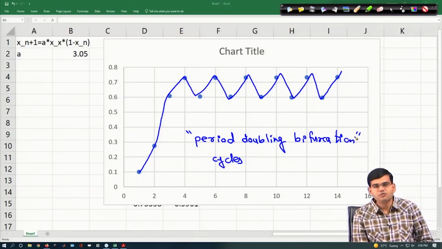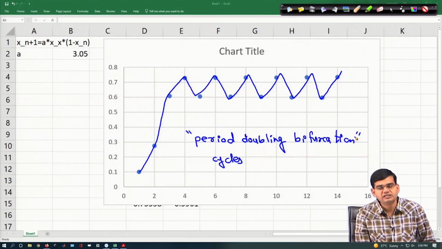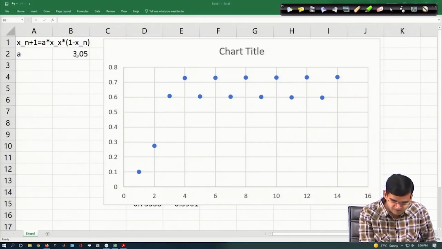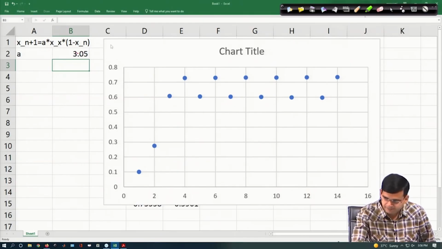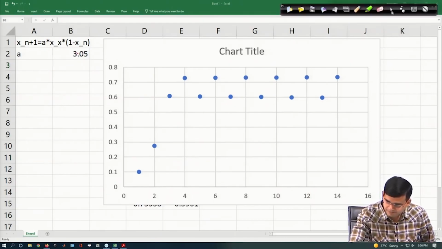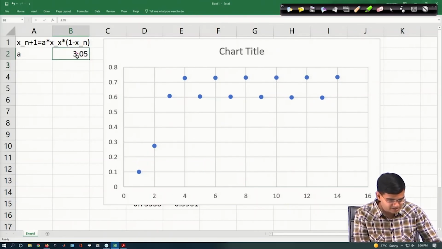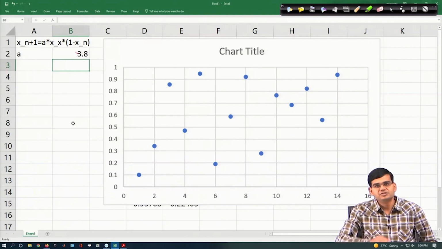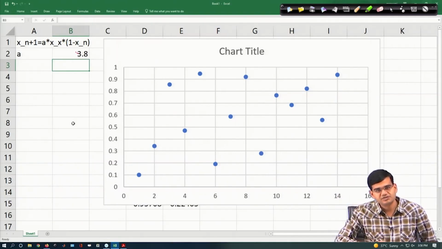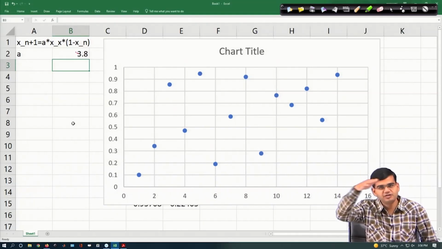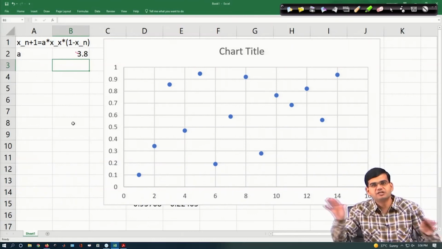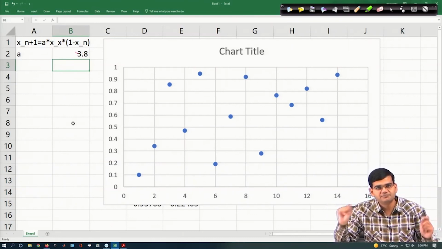Okay. Now, what if I increase the value of a further? Let us see what happens. So, let me make this say 3.8. Well, do you see a convergent trend? The answer is no. Do you see a divergent trend? No. Do you see oscillations? No. The points you will see are all over the place, perfectly randomly distributed.